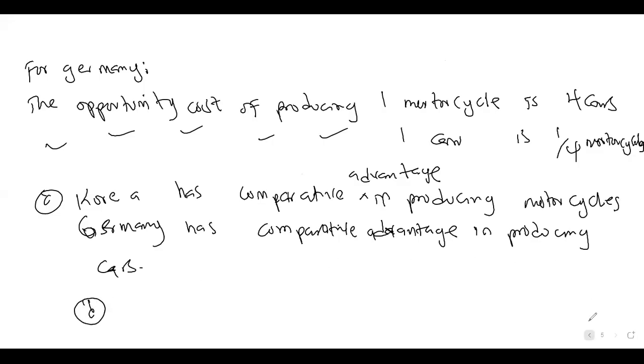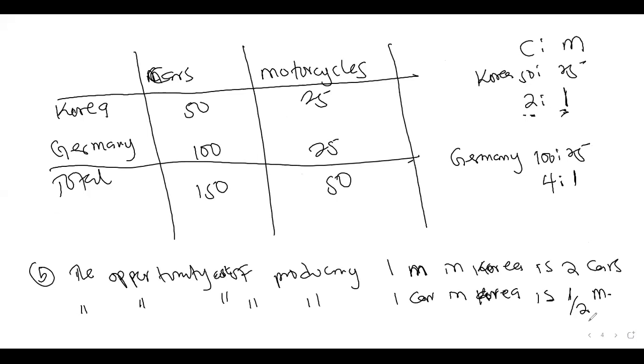Now remember, we go back here. For Korea, when they produce one motor vehicle, it costs them 2 cars. So Korea will be willing to exchange one motor vehicle for more than 2 cars so that they will benefit. Because if it is 2 cars or less, they are better off producing it themselves. There is no need to exchange. But they'll be willing to exchange when they get more than 2 cars for one motor vehicle.